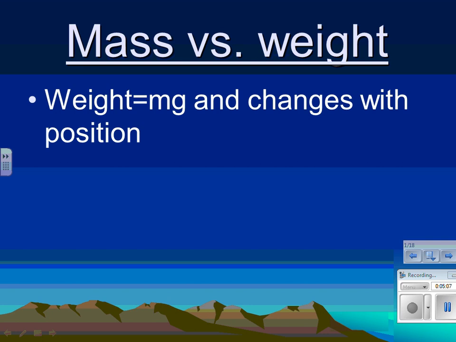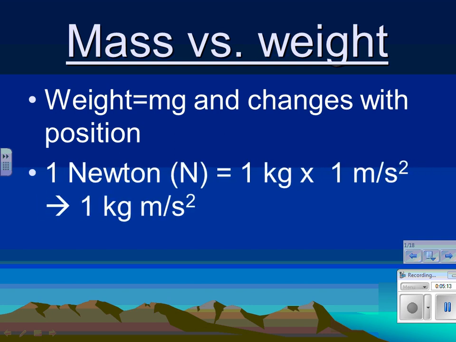Pounds here in America. In science class, newtons, because weight is just force. And a newton is equal to a kilogram times a meter per second squared, because force equals mass times acceleration. So a newton is a kilogram meter per second squared. It is the amount of force it takes to accelerate 1 kilogram, 1 meter per second squared.